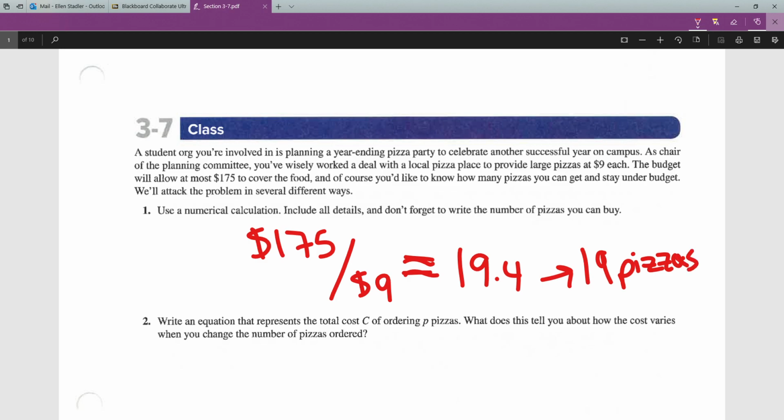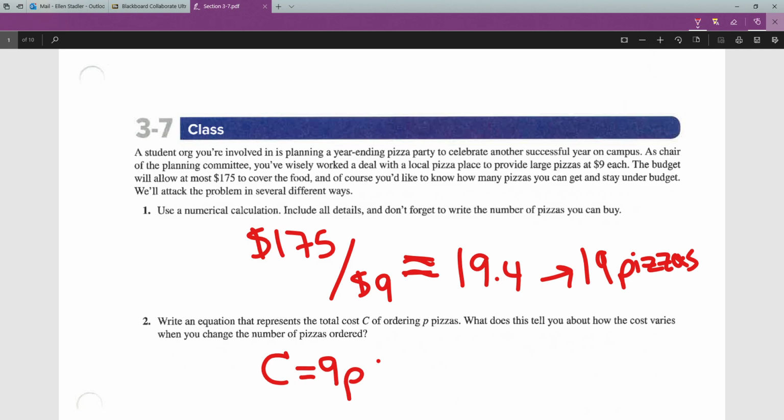Let's do this algebraically now. In number 2, they asked me to write an equation that represents the total cost C of ordering P pizzas. What does this tell you about how the cost varies when you change the number of pizzas ordered? So the cost is going to be $9 per pizza. I don't want to just say C equals 9. What do I need to do with that 9? I need to multiply it by the number of pizzas ordered.